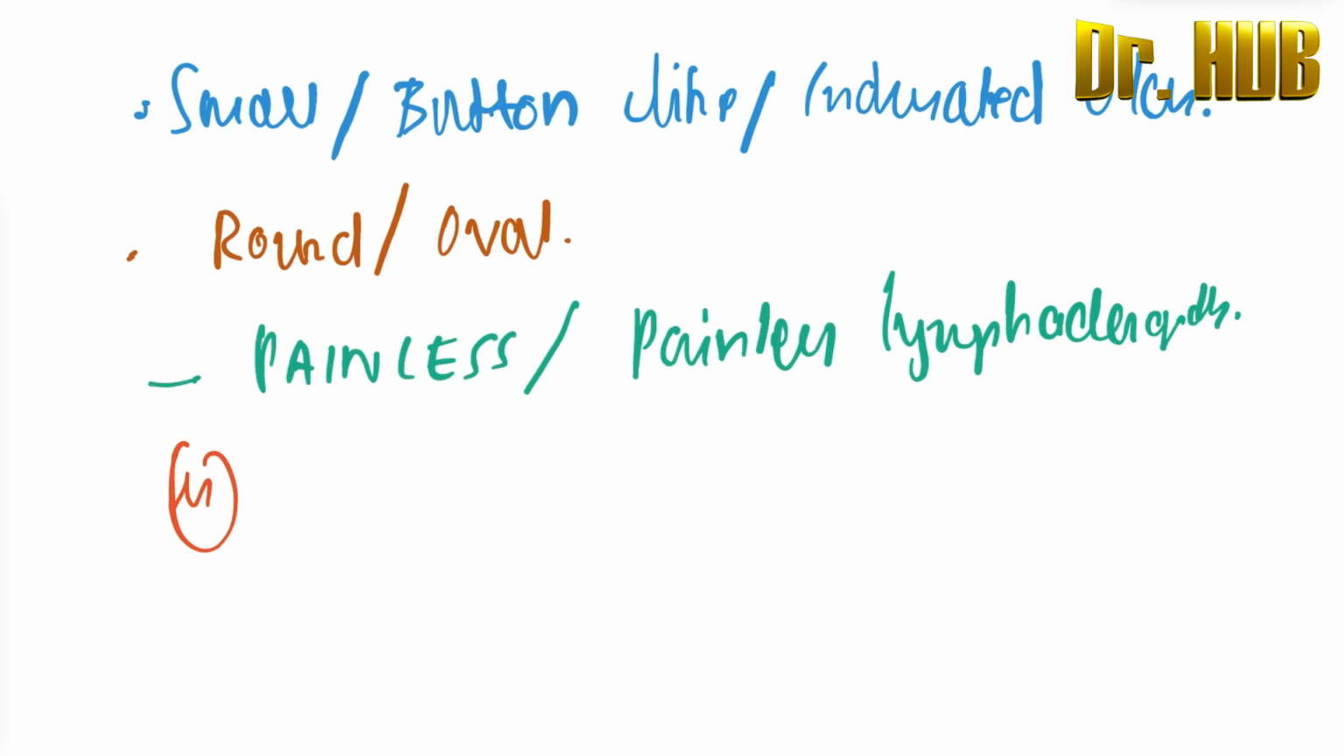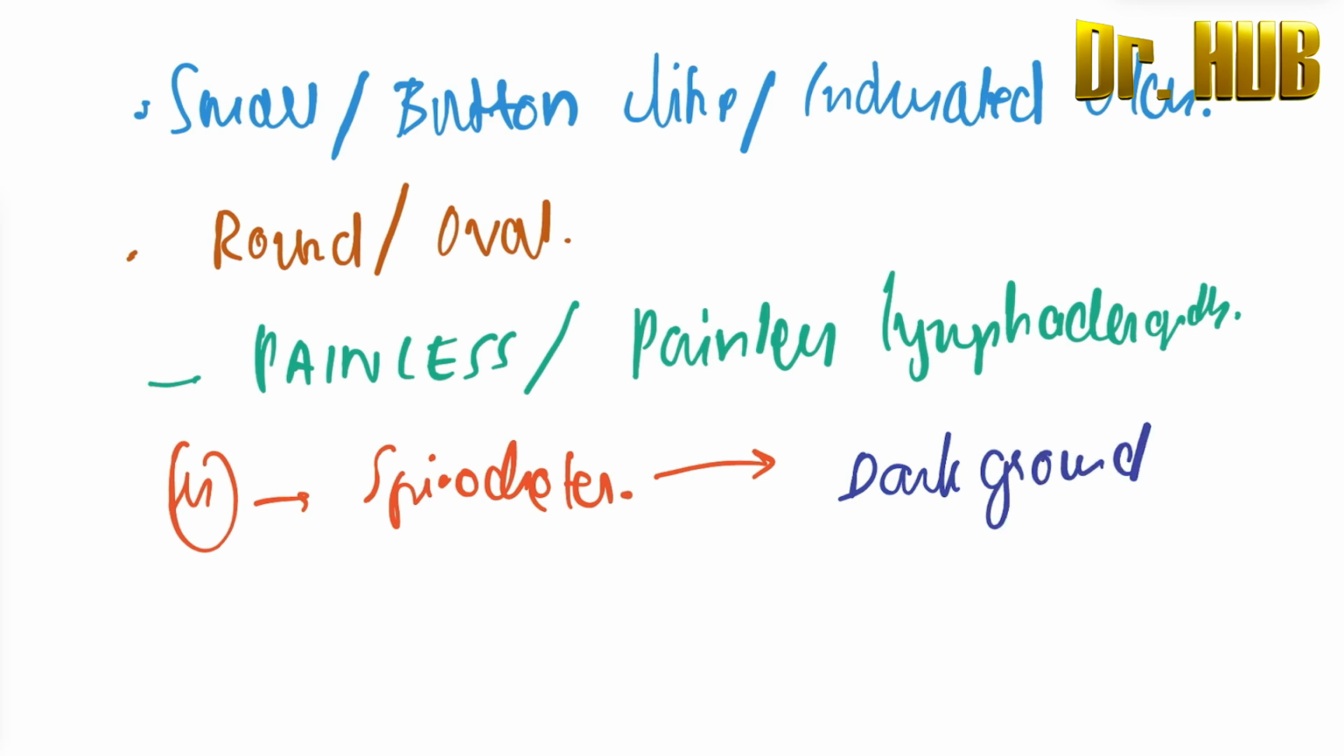Upon microscopy, what do we see? There is presence of spirochetes, which are seen on dark ground illumination.